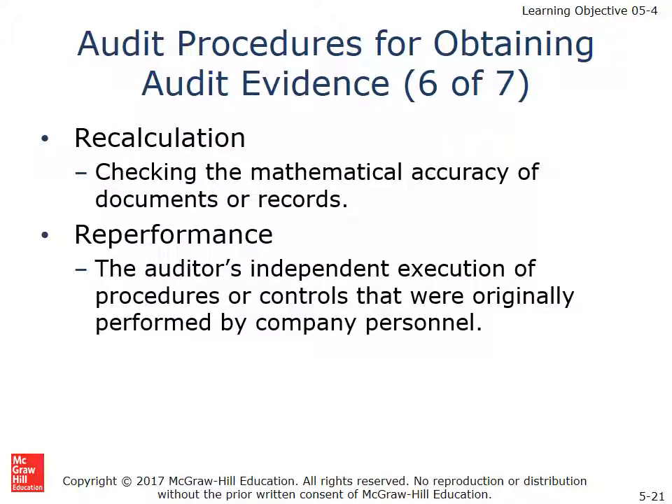Another audit procedure is recalculation. Just check the mathematical accuracy of documents or records. Okay, and they talk about specific examples, include recalculation of depreciation expense on plant assets or on accrued interest. So that's something that could be very easily done. Or do the reperformance as another procedure. The auditor's independent execution of the procedure or controls that were originally performed by company personnel. So the auditor goes through and does exactly what the company said it did, and it should end up with the same result in their evidence.